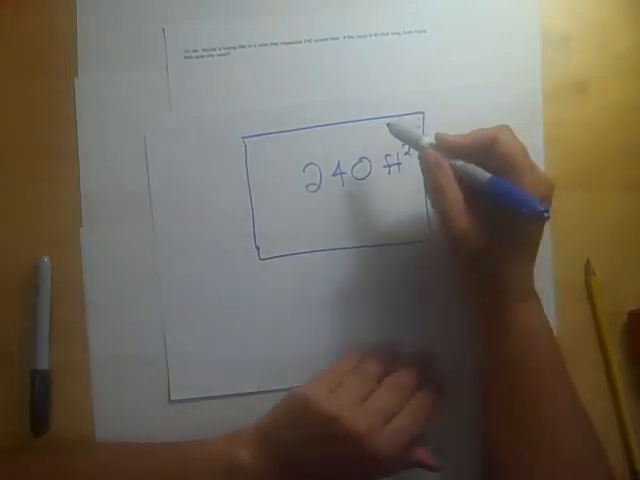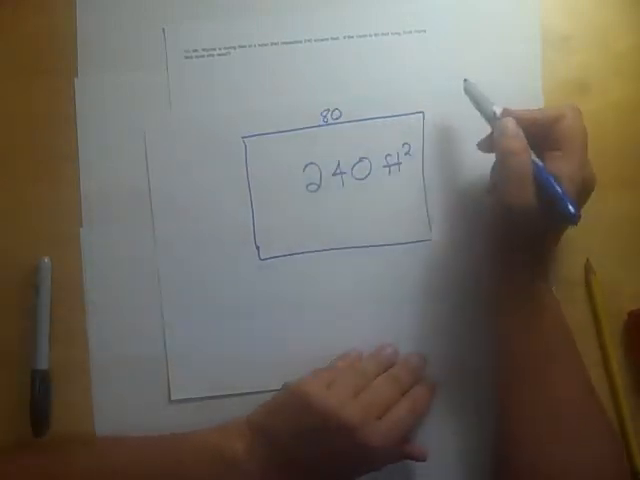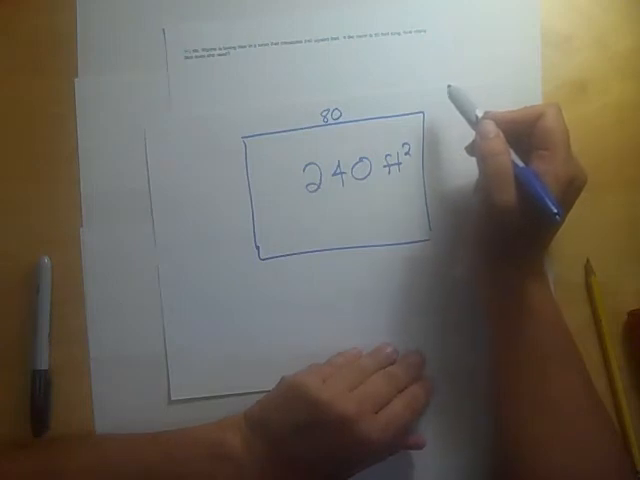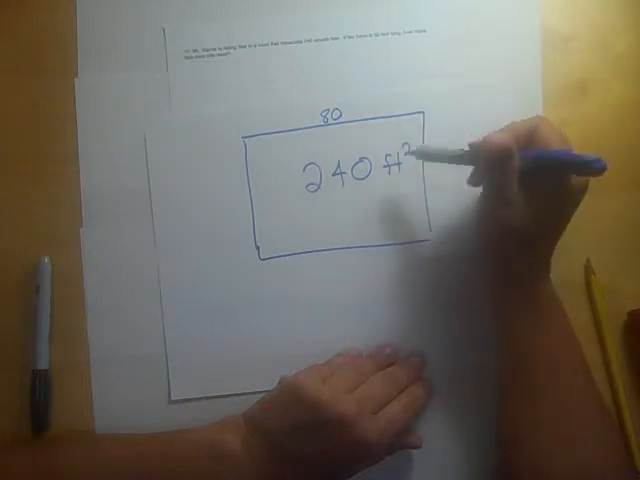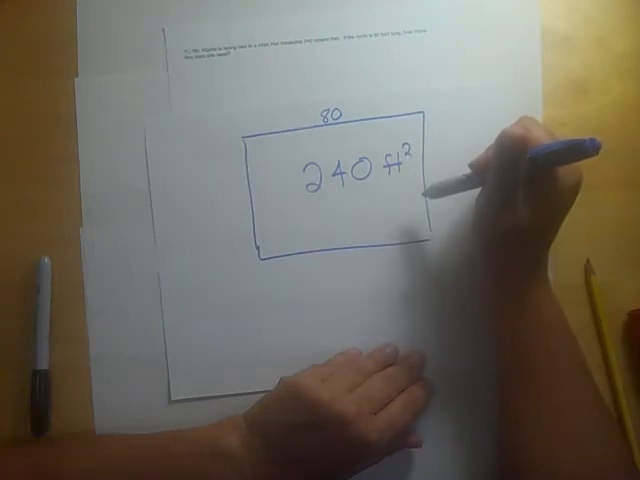The room is 80 feet long. How many tiles does she need? You know what? There's a typo here, I think. We don't know how many tiles she needs because we don't know how big the tiles are. But should we go ahead and pretend like the tiles are 1 square foot? So if the tiles are each 1 square foot, how many tiles will fit here?